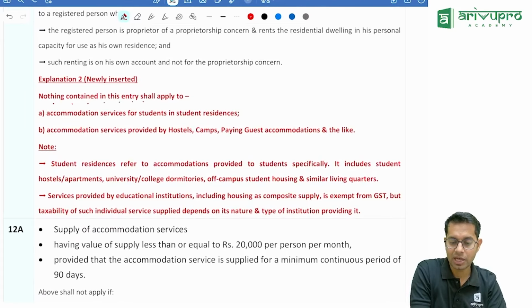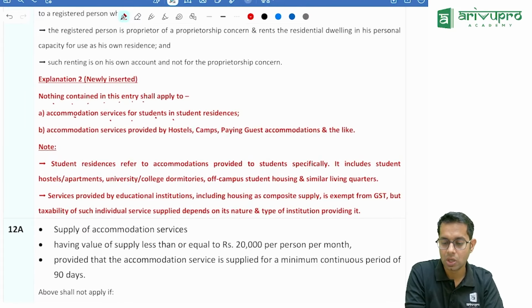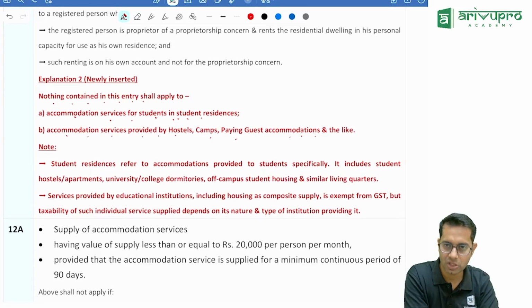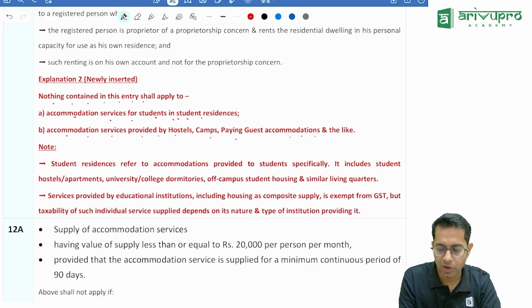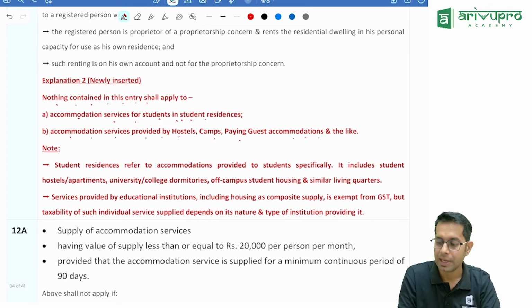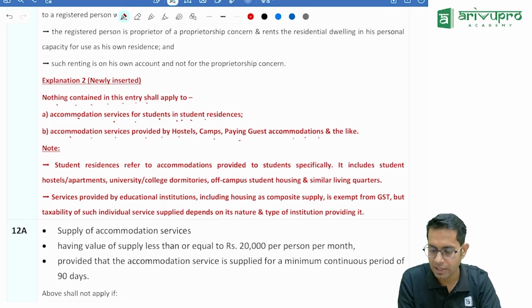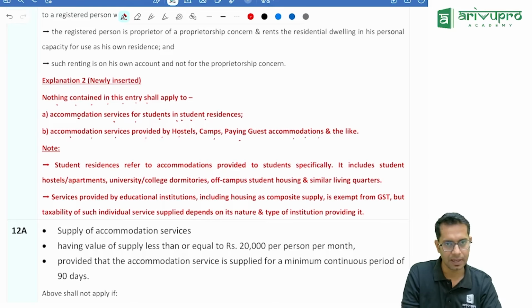Nothing contained in this entry shall apply to an accommodation for students in students' residence or accommodation services provided by hostel, camps, paying guest accommodations like. Meaning this exemption will not be applicable for PG where you are staying, for the hostel which is given to you. Those people are supposed to charge GST. Students' residence refers to accommodation provided to students specifically. It includes student hostel, student apartment, university or college dormitories or off-campus student housing or similar living.